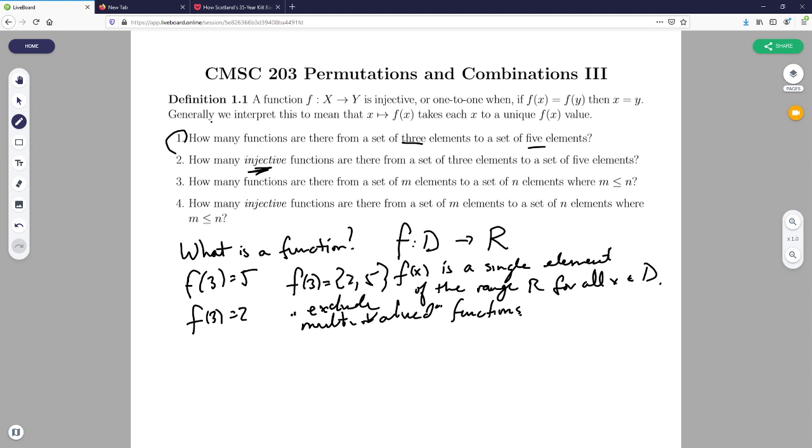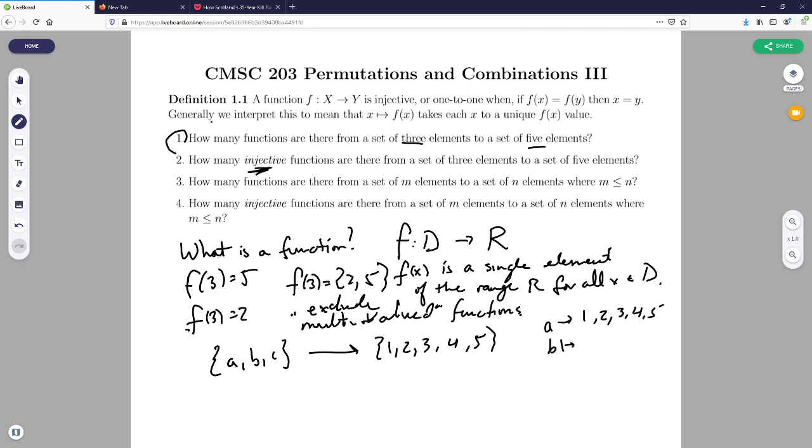So functions whose values are sets are kind of excluded for the most part. So basically, for a function from a set of 3 elements, we want to know how many ways we can pick a to get assigned into a set of 5 elements. Let's say 1, 2, 3, 4, 5, right? So a can be assigned to 1, 2, 3, 4, or 5.